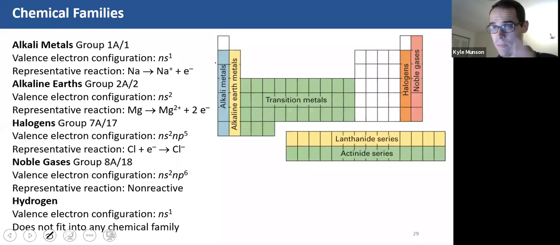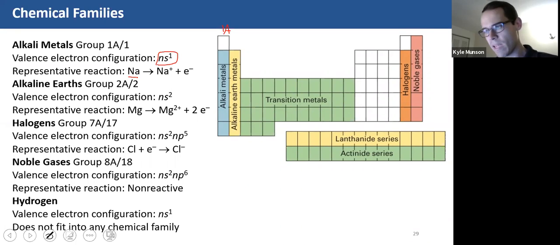So here's some chemical families to know, kind of on the left here. You have the alkali metals, group 1A. So this is 1A right here. These have one valence electron. They have the ns1 electron configuration. All right, so one valence electron, ns1. And the representative reaction in this case is a sodium atom losing an electron. Okay, and so they have all similar properties.